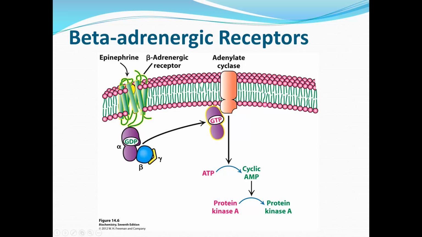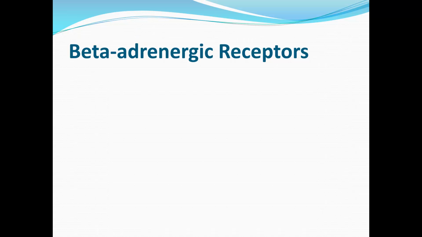So we just talked about the alpha receptor. In this section, we're going to talk about the beta-adrenergic receptor. And as you can see, when epinephrine binds to the receptor, the end result is increased concentration of cyclic AMP. So we get activation of protein kinase A, big signaling pathway. So stimulatory.